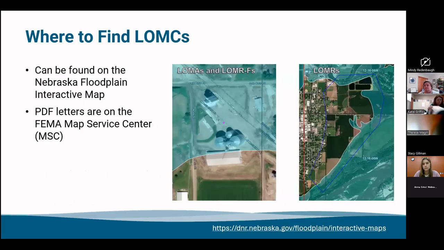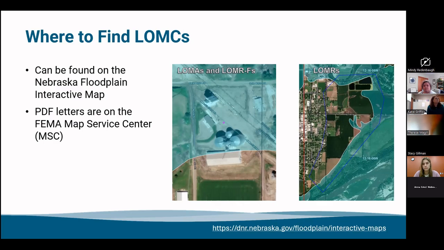So where can you find letter of map changes? There's a couple different places. You can find them on the Nebraska Floodplain Interactive Map. There is a button that you can turn on that will show letter of map changes. You can see in the first photo on the left, letters of map amendment and letters of map revision based on fill will show up as a purple dot. You can click on that dot and it'll give you more information about the letter of map change. If it's a LOMA, LOMR-F, and then just more details about it. And then if it is a letter of map revision, it will show up as that blue polygon.